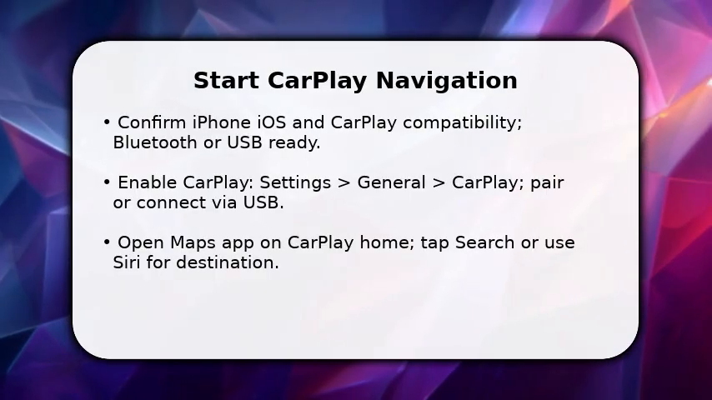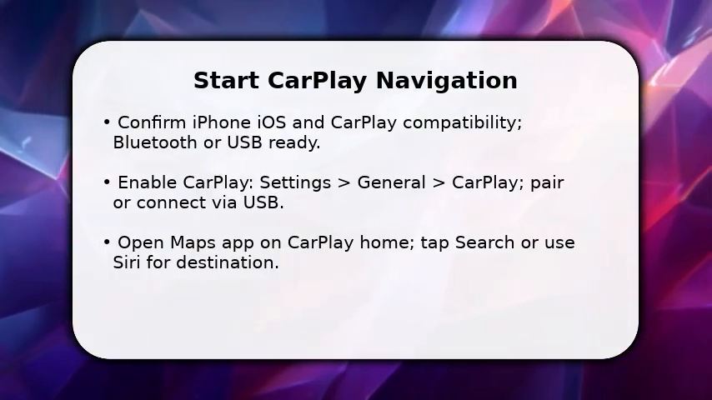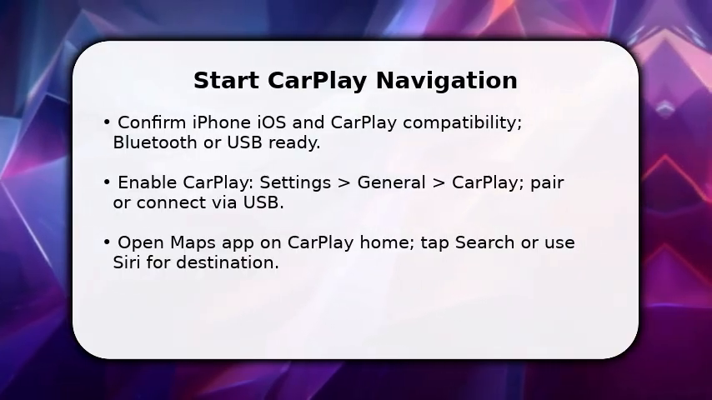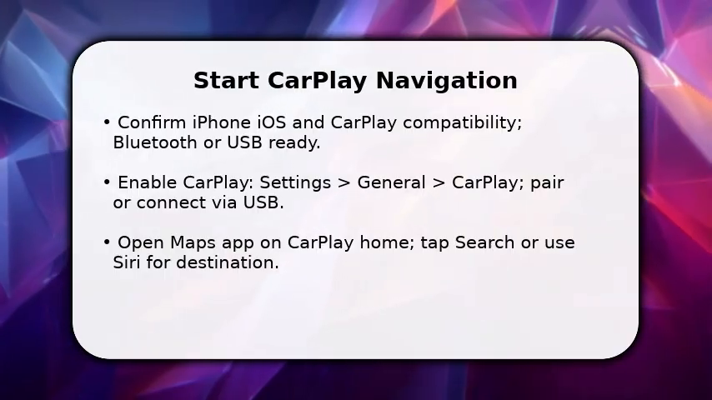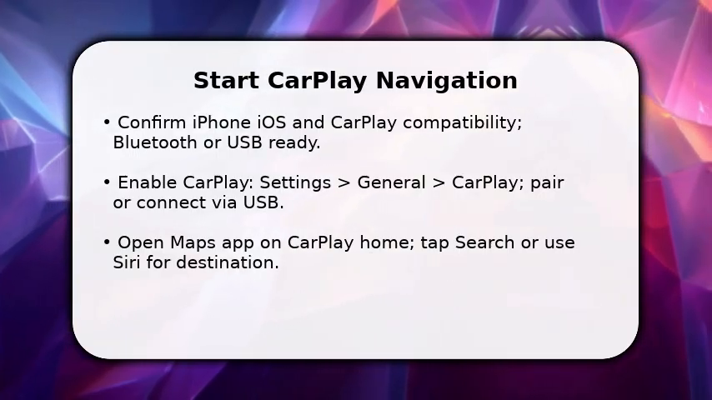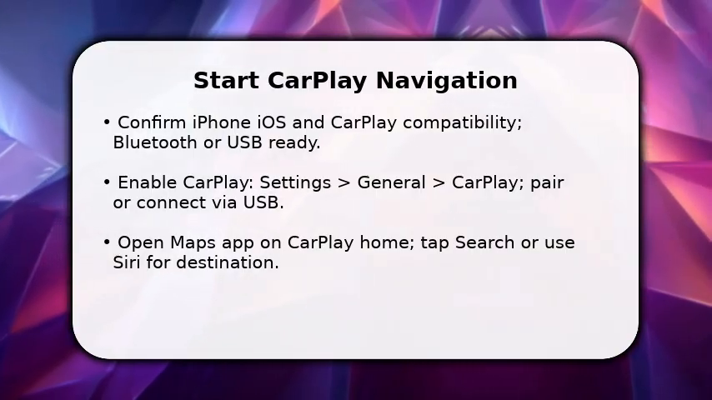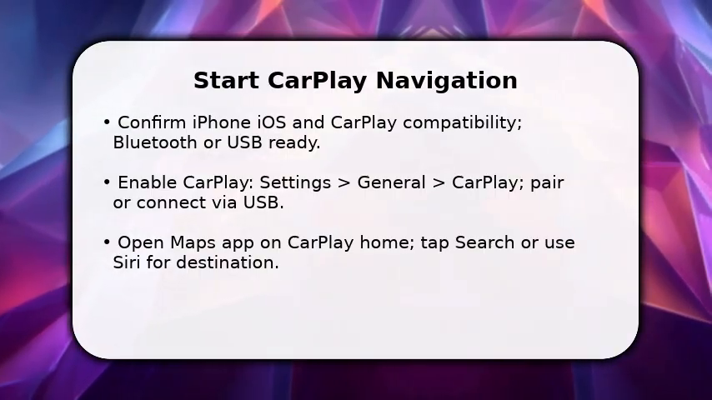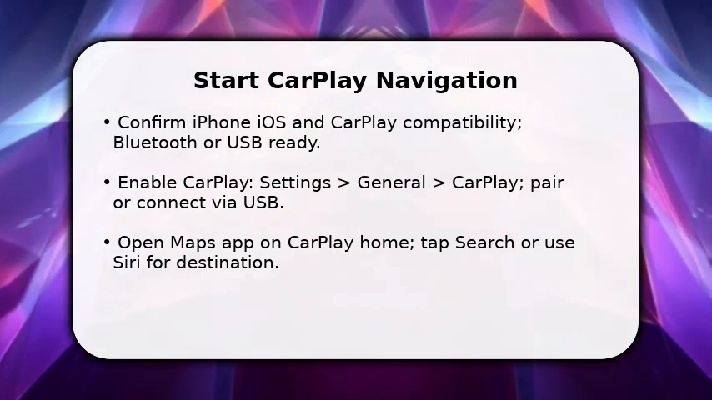You begin by getting CarPlay communicating with your iPhone. This avoids delays later. Plug or pair and open the Maps icon on the CarPlay screen. Once done, either tap Search to type an address or press and hold the voice button to ask Siri. You do this because Siri keeps your eyes on the road and CarPlay mirrors navigation in a driver-friendly layout. Make sure to accept location permissions and choose driving as the route preference so estimated time and traffic are accurate.